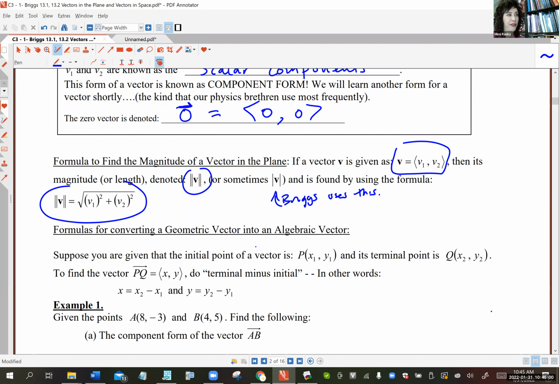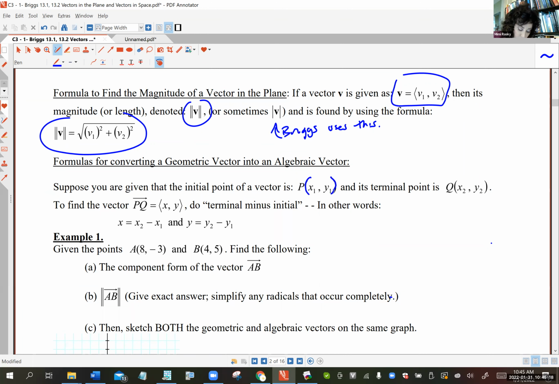And a couple more formulas, and then we're going to do a big old example that will use all this info that we just went over. So let's say somebody gives you a point. Points in this class use parentheses, and vectors use angular brackets. Know the difference here. So let's say you have a point P with coordinates x1, y1, and a point Q with coordinates x2, y2. Let's say P is here, and Q is over here, and you want to form the vector PQ like this.